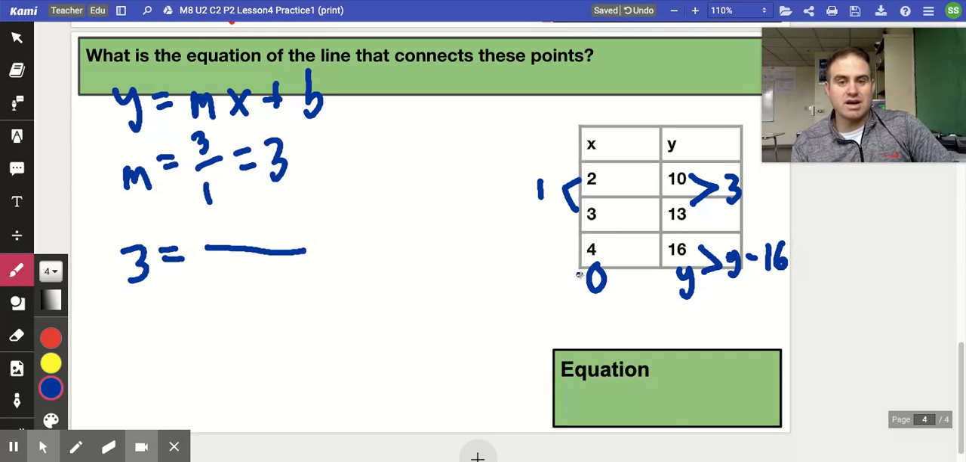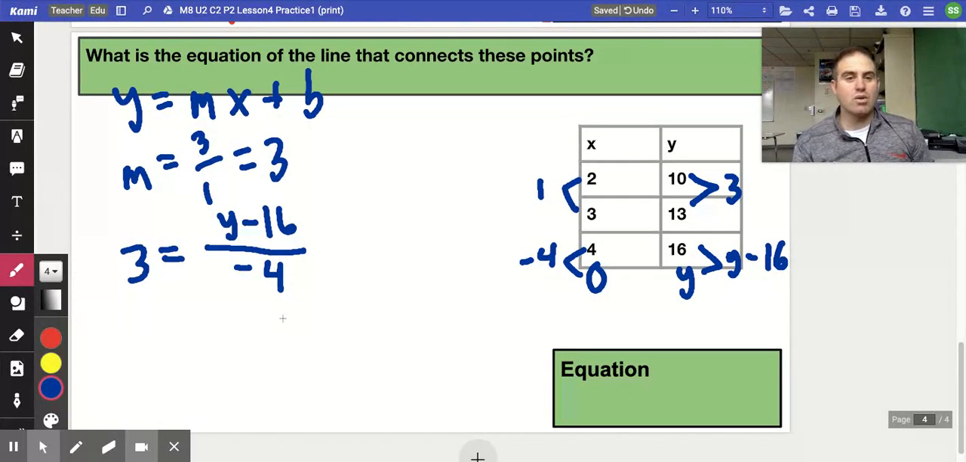And the same thing on the x side. 0 minus 4 is negative 4. That's a change of negative 4. So we can go ahead and now put these numbers, or these expressions, into our fraction. And now we have an equation that can be solved. When the equation is solved, we know our b value.